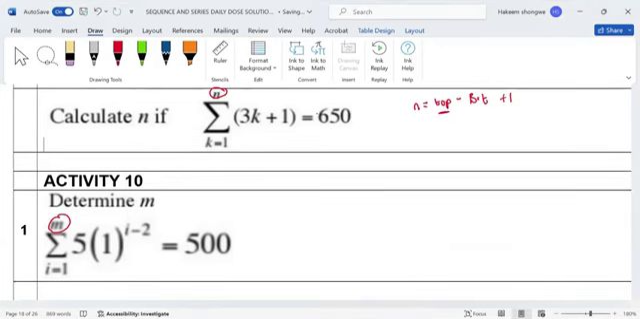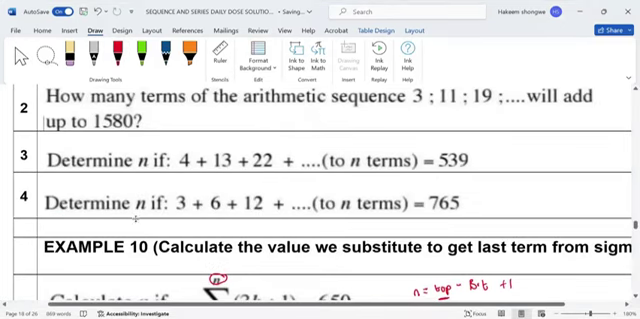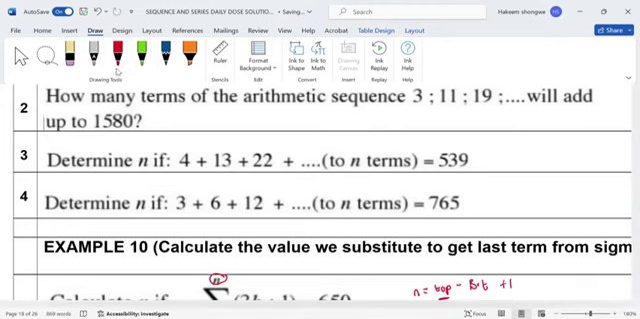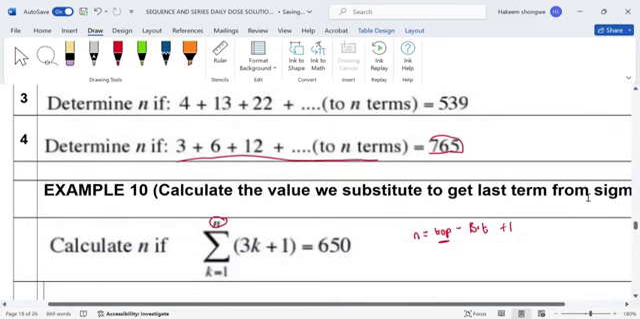Basically, what is this here? This is just like this series, whereby they are saying determine n. If these values add up to, you see this thing, it has an equal sign. So it means this series adds up to 765. And if you're going to say it in words, this thing here means exactly the same thing.